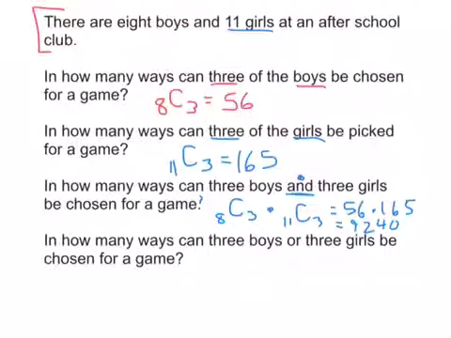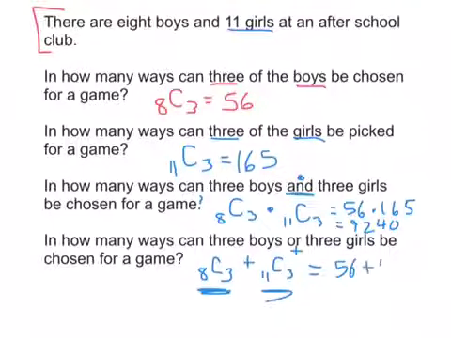The last one, in how many ways can 3 boys or 3 girls be chosen for a game? Okay, so we're going to use the same 2 options again. So 3 boys out of 8, so 8C3, and 11 girls, and we're going to choose 3 of them. But now or means we're going to add, because there's either this many options or there's this many options, and then we will get our solution here. So we need to add 56 plus 165, and we get a total of 221.